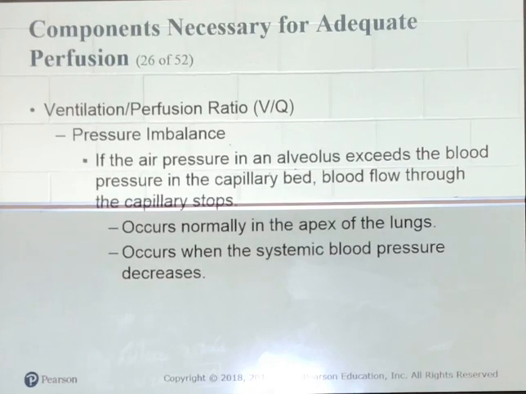Alright, the perfusion of blood through the pulmonary capillaries is affected by the amount of air and pressure inside the alveoli and the pressure of blood flowing through the capillary beds. If the pressure in the alveoli exceeds the blood pressure in the capillary beds, blood flow through the capillary stops. This is most likely going to occur at the top of the lungs, okay, the apexes. It can also occur in a patient who's lost blood from an injury and has a decreasing blood pressure.